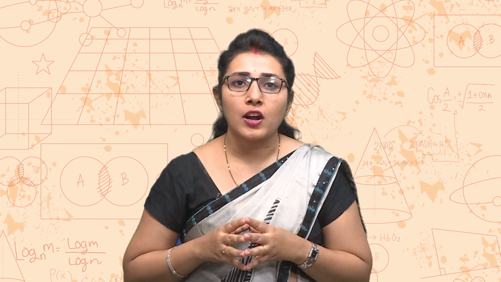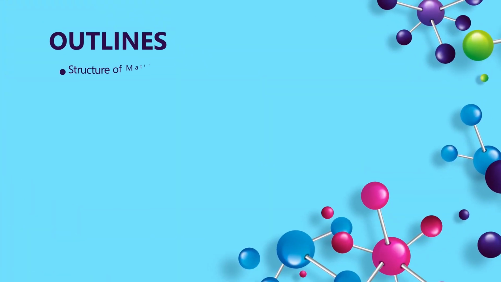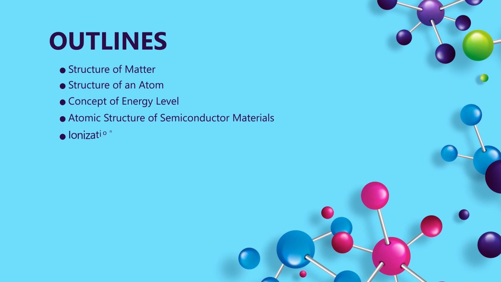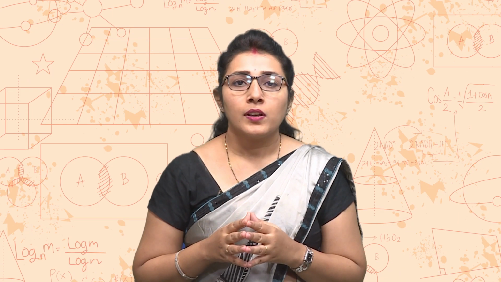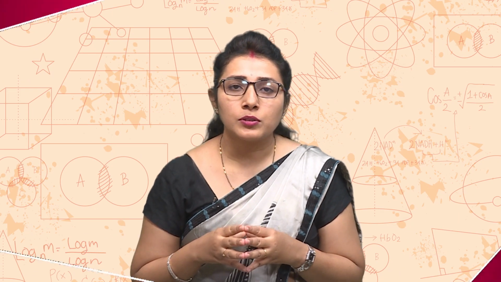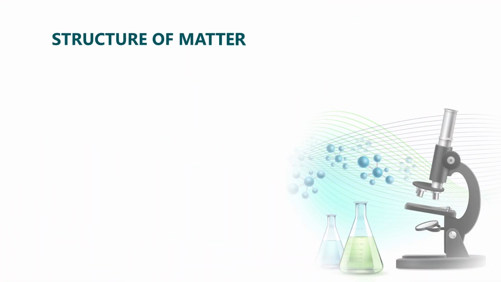So, today's outline of the topic is structure of matter, structure of an atom, concept of energy level, atomic structure of semiconductor materials, ionization, energy band theory, energy band diagram, classification of material based on energy gap, that is conductors, insulators, semiconductors. Structure of matter. So, let us begin with today's topic, that is structure of matter.